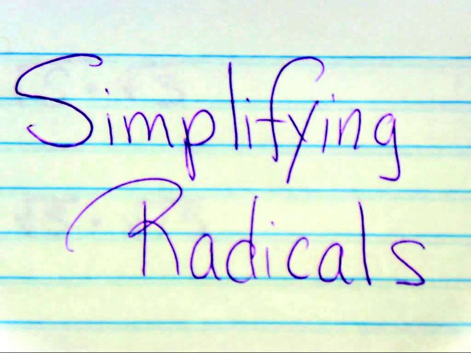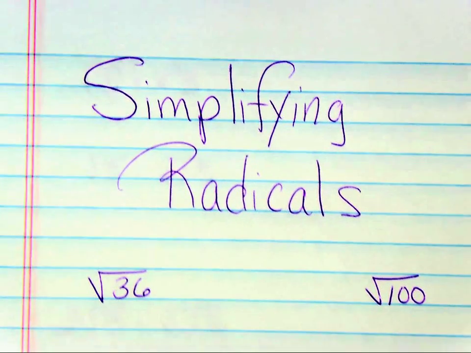The section that we're going to be reviewing today is about simplifying radicals. Simplifying radicals is not a separate section in the textbook, however, it is a skill that you will need in order to complete some of the activities in the textbook. Remember that a radical is just another word for a square root symbol.